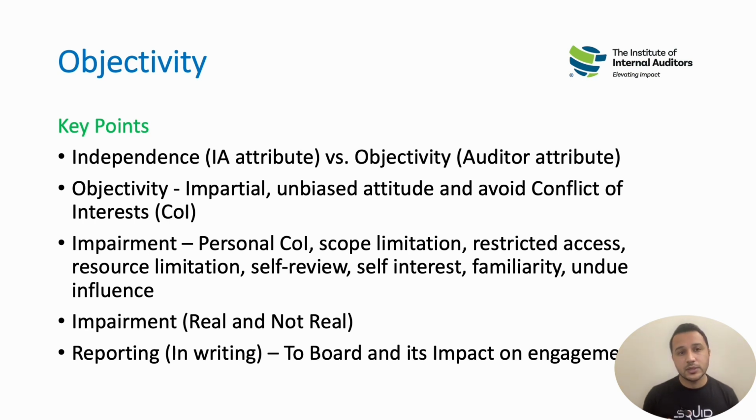So this is, in a brief nutshell, the entire topic of objectivity and the scenarios. In the exams, you might come across different kinds of scenarios, and you have to understand whether it's a real threat to your objectivity or it's not real. If it is real, then you have to report formally to the audit committee or to the board. If it is not real, you have to document and discuss it with the management and make it part of your audit report.